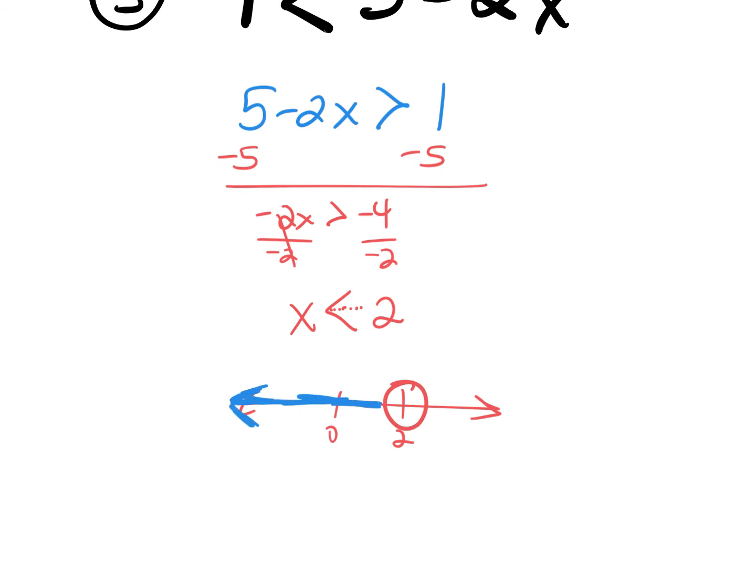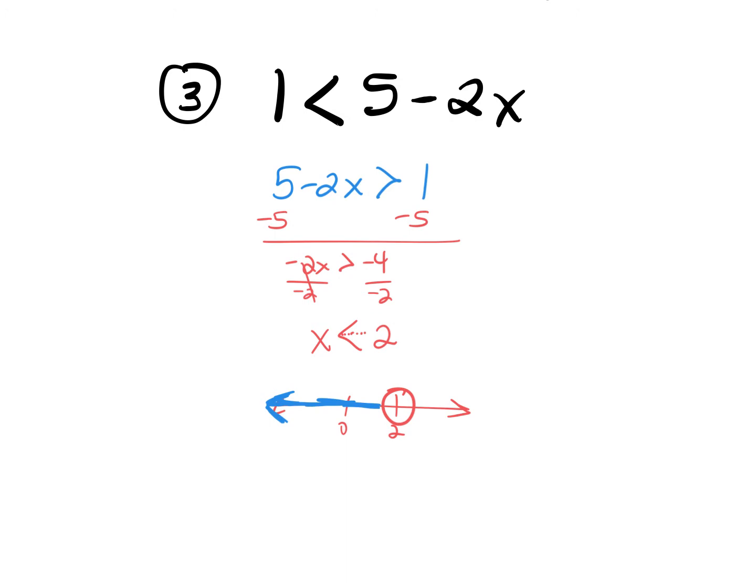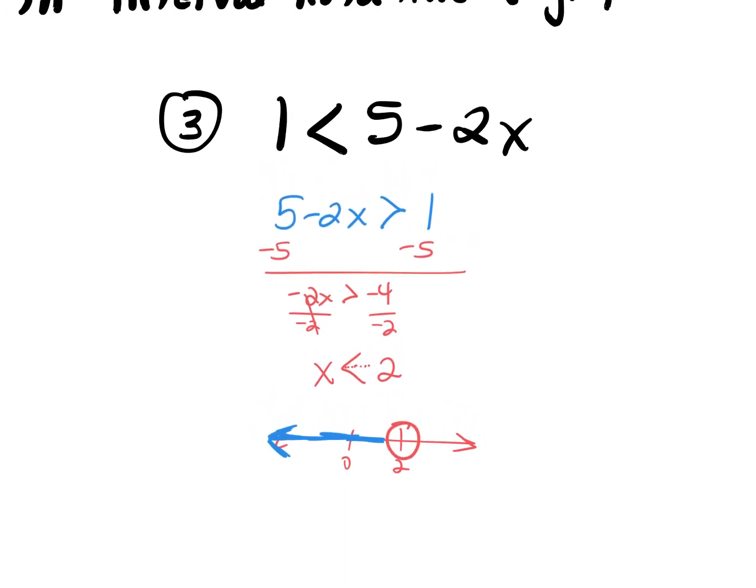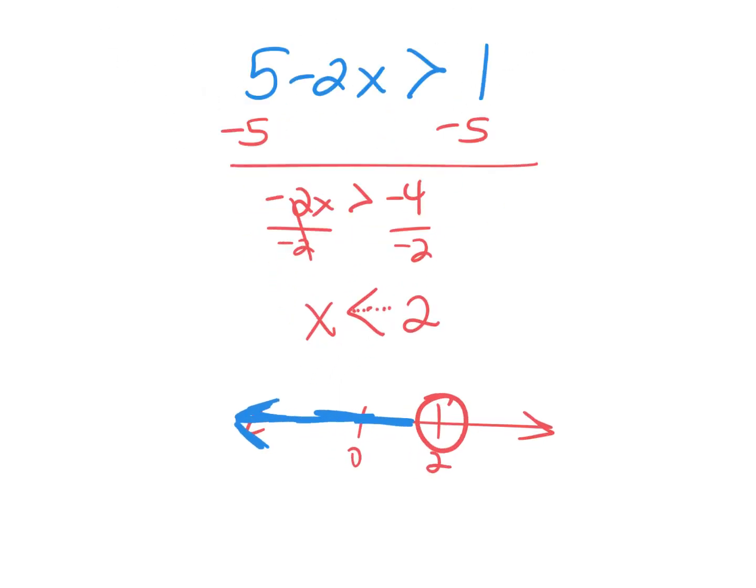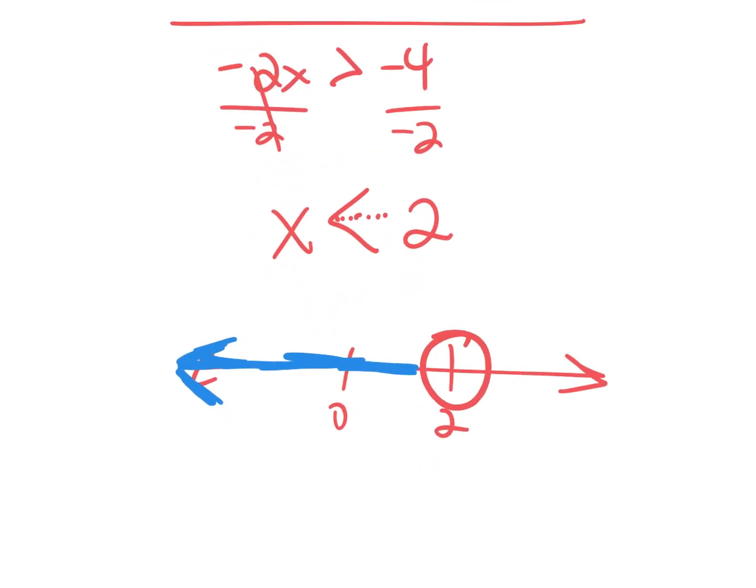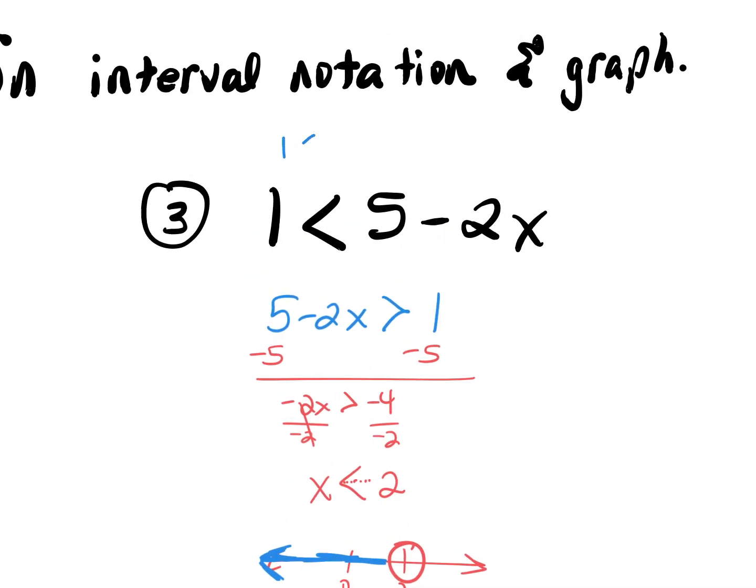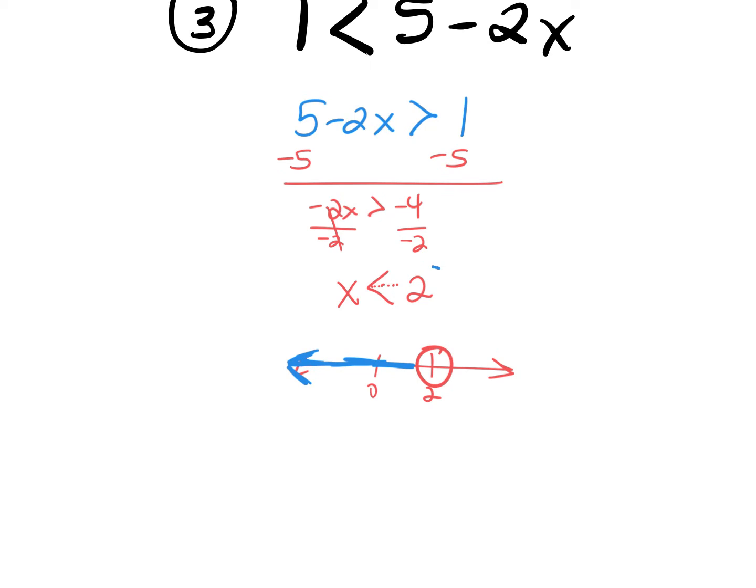Question. If I plug in 0 to my original inequality, should it work? Yes. Where did I color? Is 0 shaded? Yeah. So it should work. So when I plug in 0 up here, what is 2 times 0? Is this inequality true? 1 is less than 5. Yes. Then this is correct.